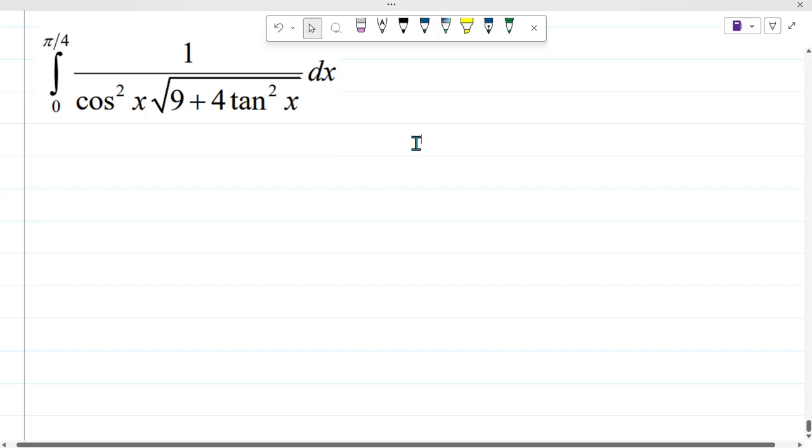Okay, so this is what we're gonna do. Now we're integrating 1 divided by the cos squared of x multiplied by the square root of 9 plus 4 tan squared of x. Okay, so what are we supposed to do first?